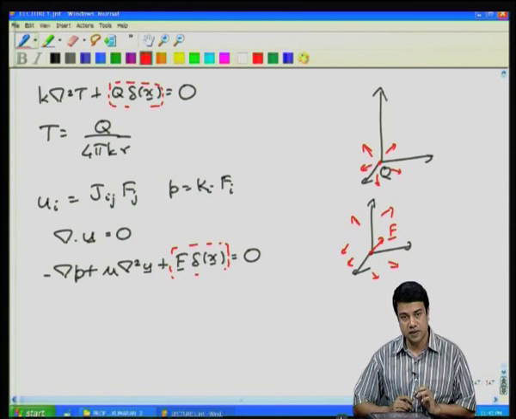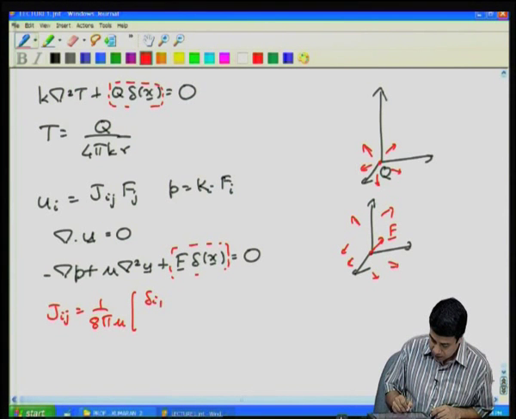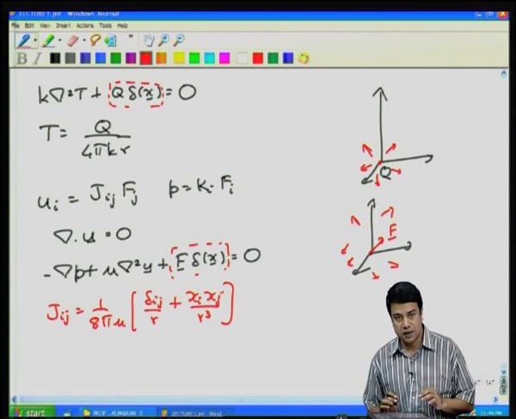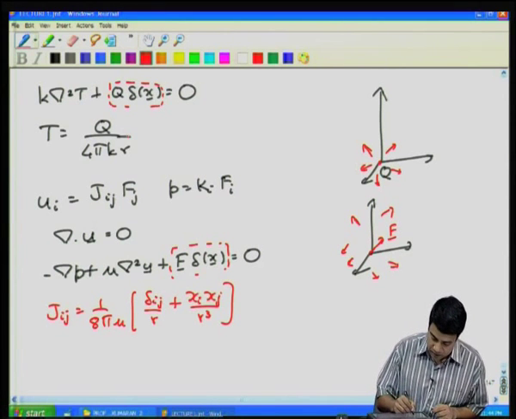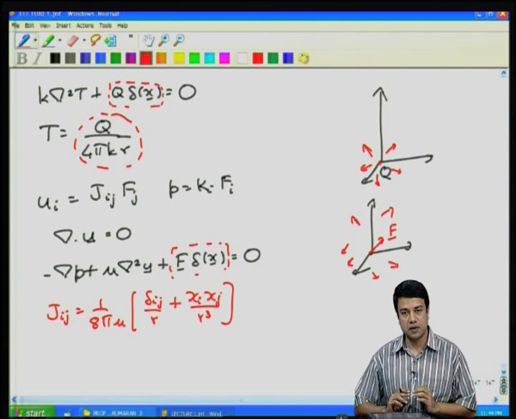Force has direction and therefore the velocity field is equal to a second order tensor times that force. The pressure field is equal to a vector times that force. If you recall, Jij is equal to 1 by 8 pi mu into delta ij by r plus xi xj by r cubed. So, this also is proportional to 1 over r, in a manner similar to the 1 over r solution for the temperature field for a point source at the origin.